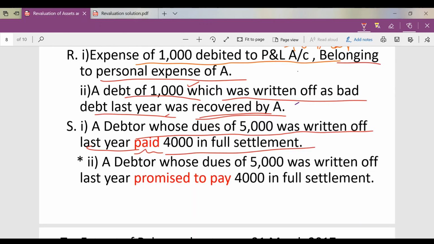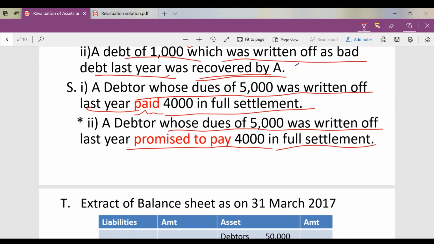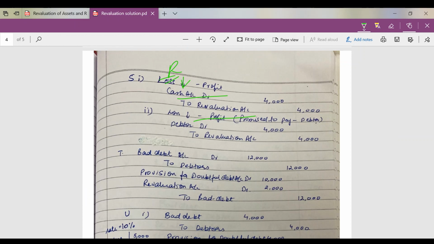Next is this case, that is a debtor whose due of 5,000 was written off last year, promised to pay 4,000 in full settlement. Now he has said he would pay 4,000, not paid, but he has promised to pay. This is very important. Now what happens for promise? We have to make him the debtor again. So since the name is not given, I'll be writing debtor account debit, right? So the entry would be debtor account debit to revaluation account with 4,000, right?